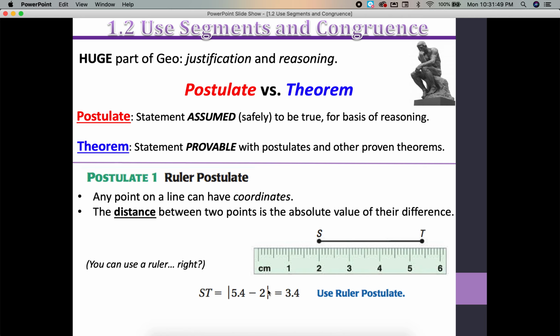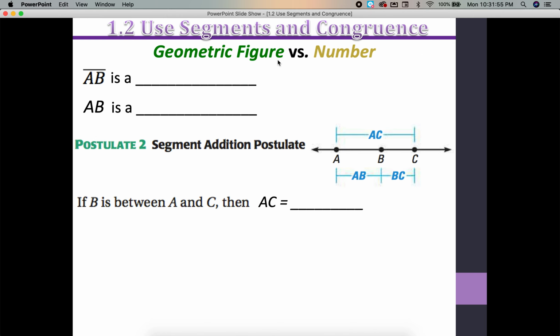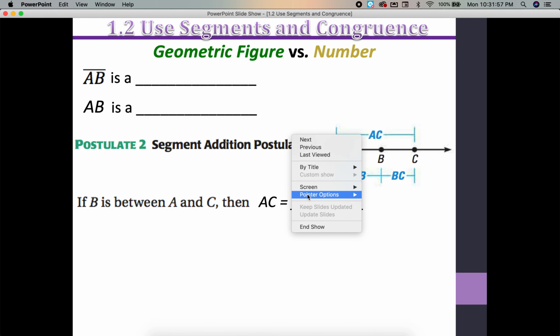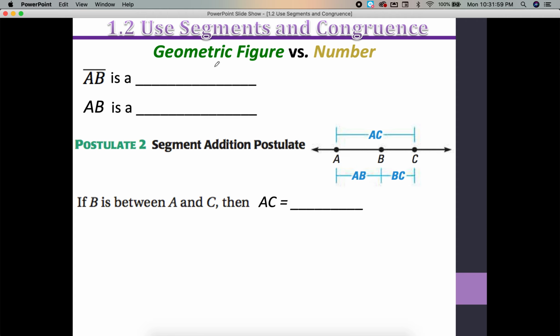But if I'm talking about the length of the segment or the distance from one endpoint to another, I don't have a bar over the letters. This is kind of a big deal, and it's how we distinguish a geometric figure from a number. If I'm talking about a segment, that is a geometric figure, and we make that distinction by throwing the bar over the letters. If, however, I'm talking about the length of that segment or the distance from one endpoint to another, then I don't include the bar over top, and I refer to it as a number instead.